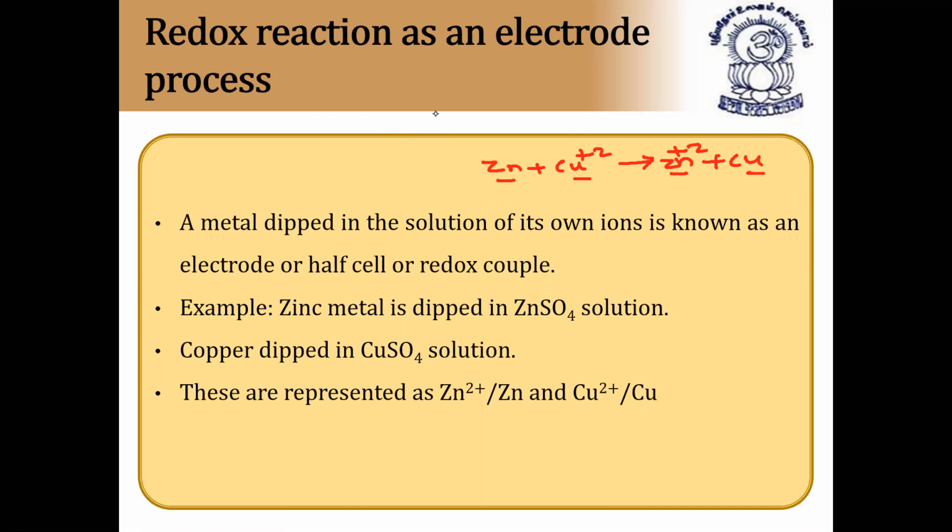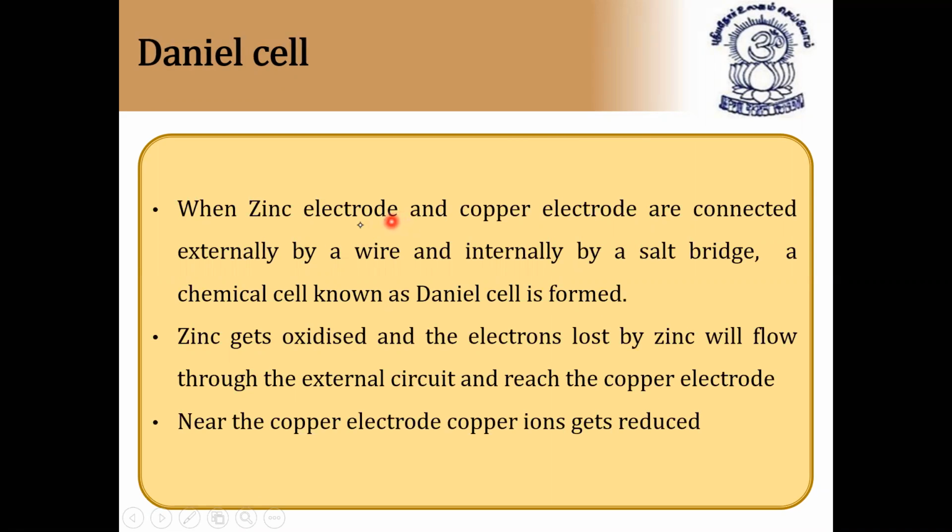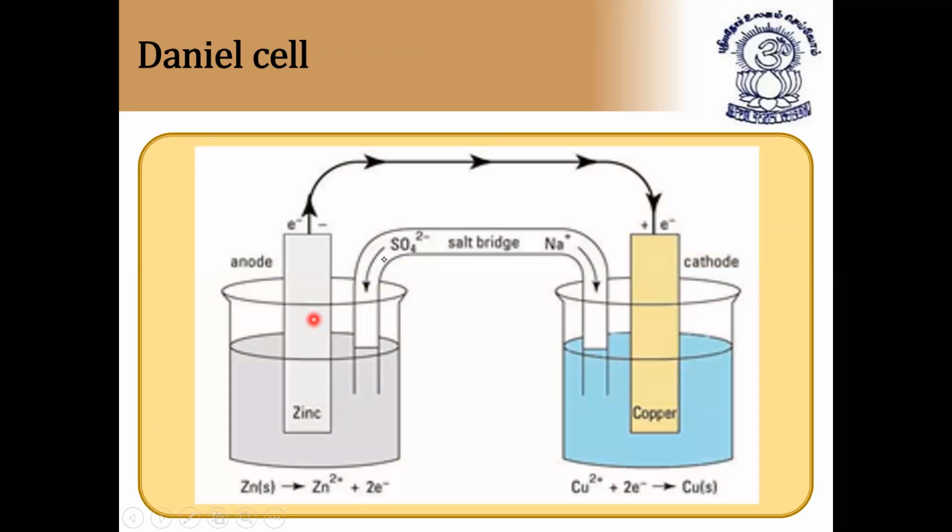It is used in electrochemistry. This we are going to learn in 12th class. Daniel cell is also nothing but this. So when zinc electrode and copper electrode are connected externally by a wire and internally by a salt bridge, a chemical cell known as Daniel cell is formed. Just like the pencil cell which you are using in remote controls, TV remotes, etc. Zinc gets oxidized and the electrons lost by zinc will flow through the external circuit and reach the copper electrode and copper gets reduced. This Daniel cell we are going to do in electrochemistry. Just redox reaction is useful in the construction of Daniel cell also.